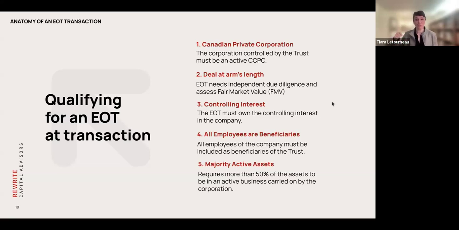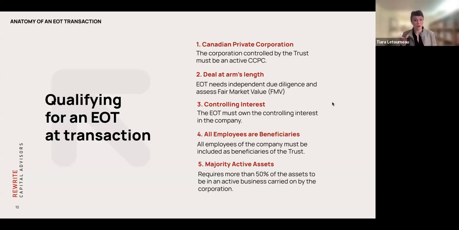Third, we've talked about this, and it'll come up several times. The EOT must own the controlling interest in the company. So it has to hold more than 50% at the transaction time and at all times thereafter. So that's the next one to check off. The fourth is that all employees need to be beneficiaries. So you can't carve this out for, say, 10 people or 15 people that you really want to reward. This is for all employees, broad-based. That's the next one you have to check off.